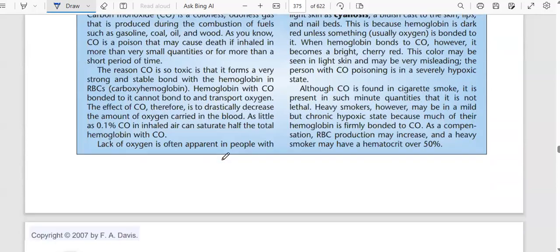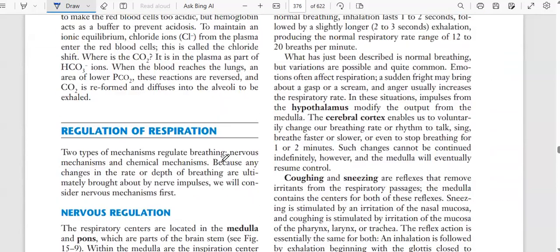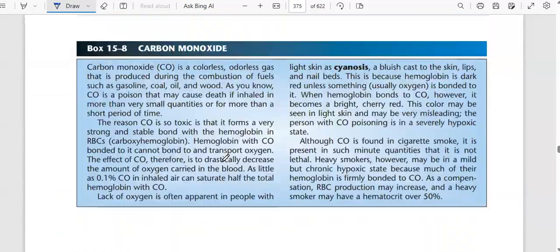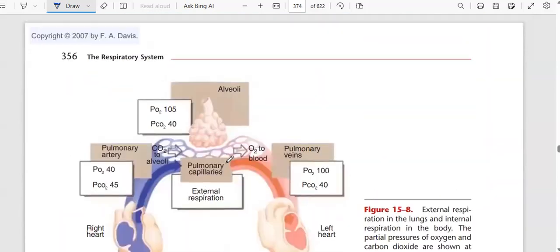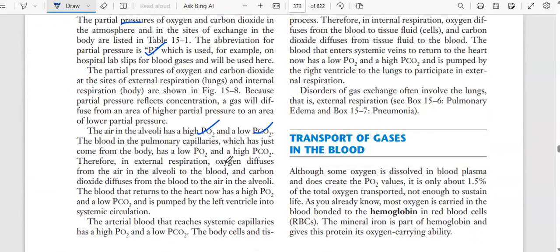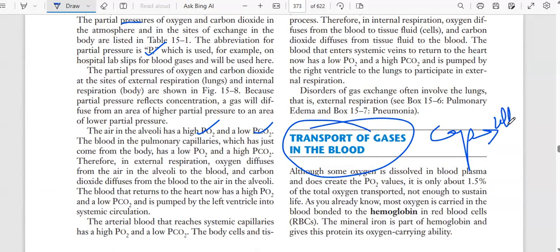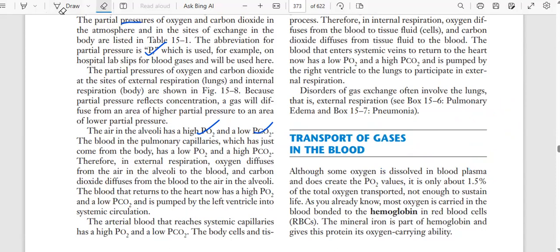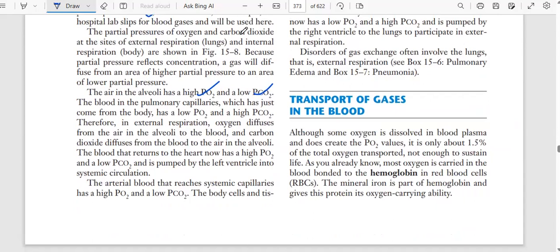Now the blood reaches the capillaries. From there, you have to send oxygen to the cell. How is it happening? Let's talk about that. So blood reaches the capillaries, and now from the capillaries it will reach the cell. From capillaries to the cell, how is it happening? Let's talk about it.